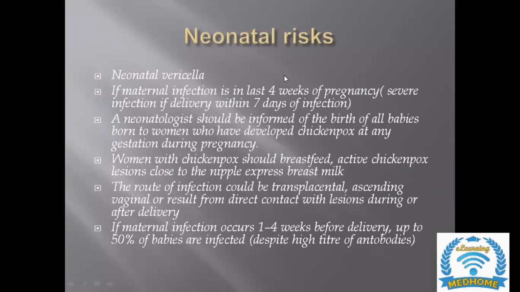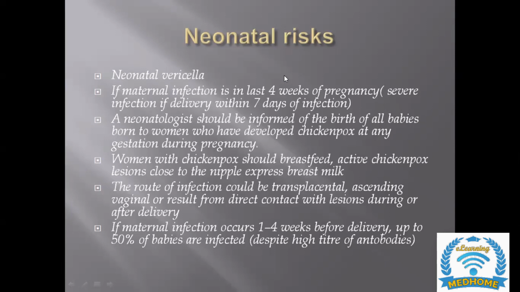First of all is transplacental, then ascending vaginal, like during delivery, or direct contact with lesions during and after delivery. During vaginal delivery, the baby can be in direct contact, or after delivery, if the mother holds the baby, the baby can get the lesions. So 3 routes: transplacental, ascending vaginal, and direct contact with lesions.